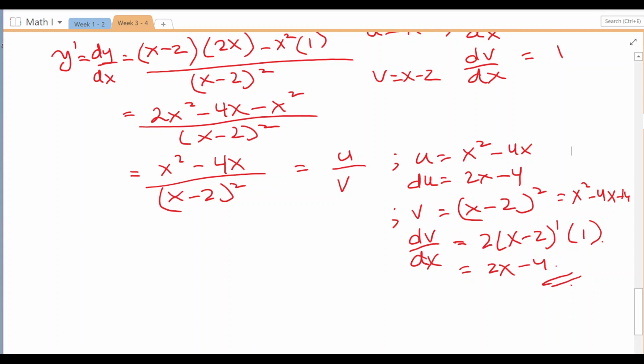So moving on, using the quotient rule, apply the quotient rule.